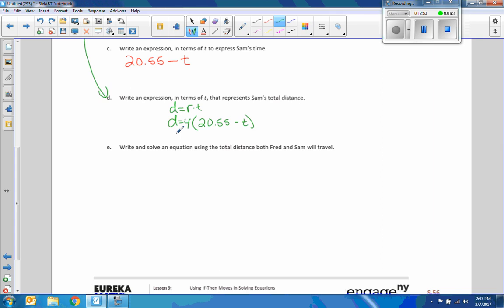Okay, or I could also say that, distributing 4 times 20.55: 5 times 4 is 20, carry the 2, 4 times 0 is 0 plus that 2, 4 times 2 is 8. So we have 82.20 minus 4 times T. Okay, I just wanted to rewrite that a little bit here.